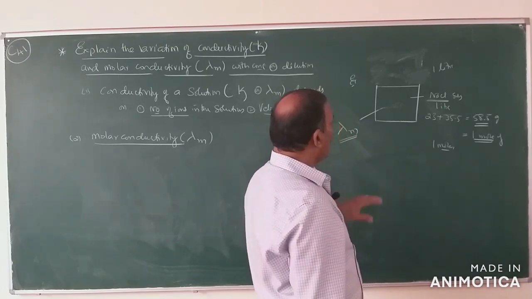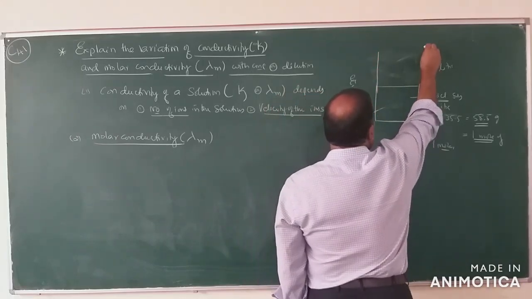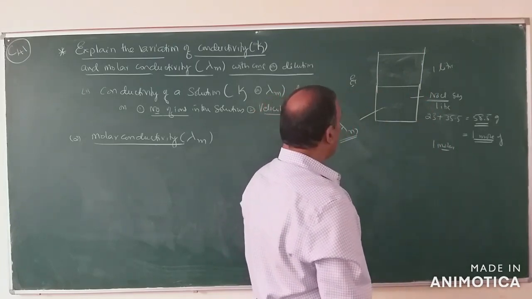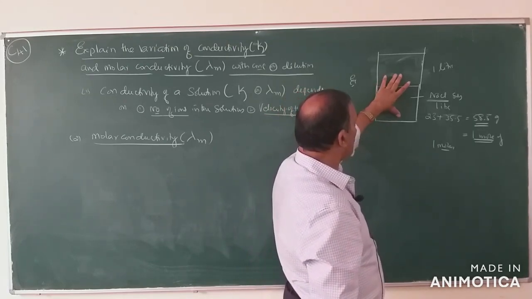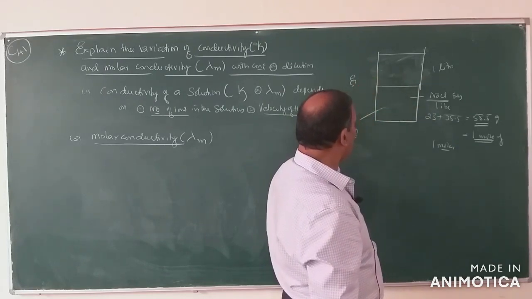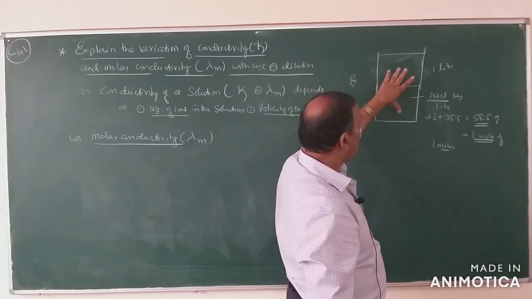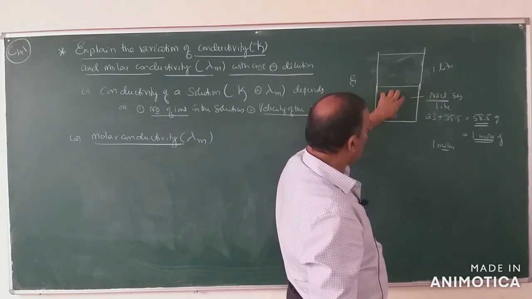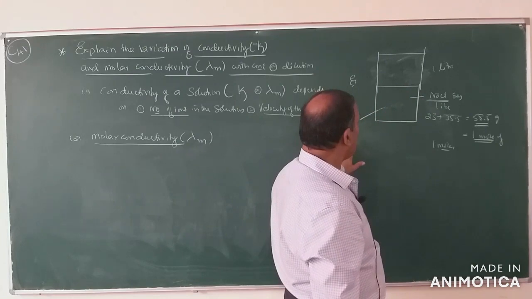Now what happens when the dilution is increased? For example, if it is diluted to 2 liters, what happens? We are bothered about the amount of solute present in this 2 liter solution. What is molar conductivity? The conductivity of a solution containing 1 mole of an electrolyte. Now what is the quantity of electrolyte present in this solution? In 1 liter also 1 mole, in 2 liters also 1 mole of solute is there. Now what happens to the molar conductivity?